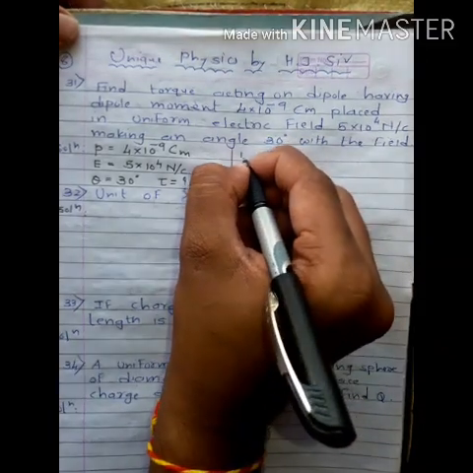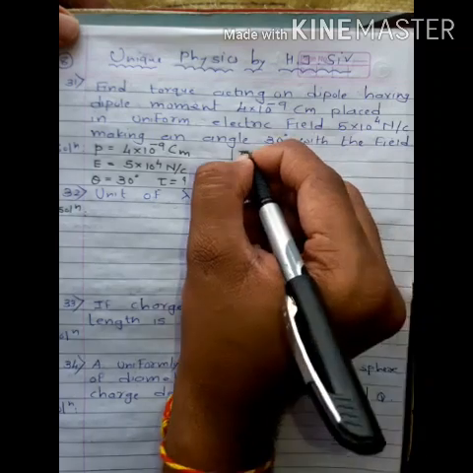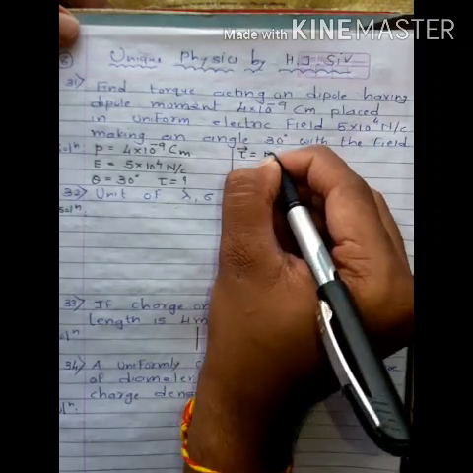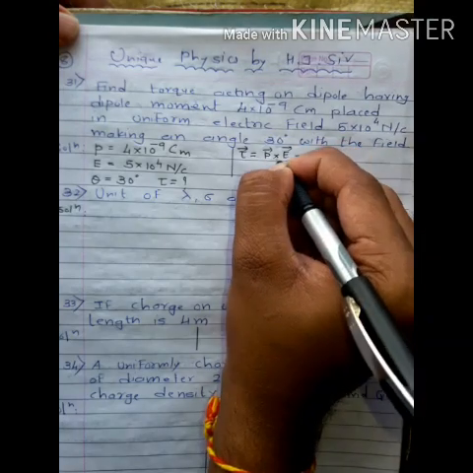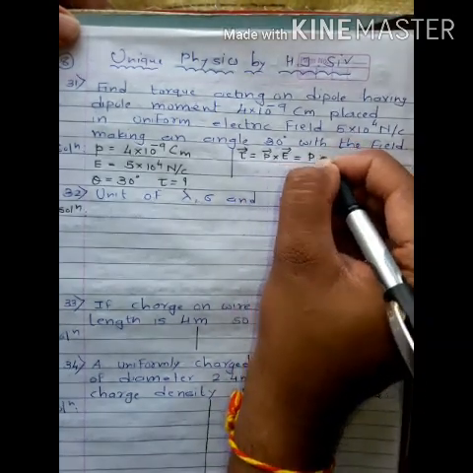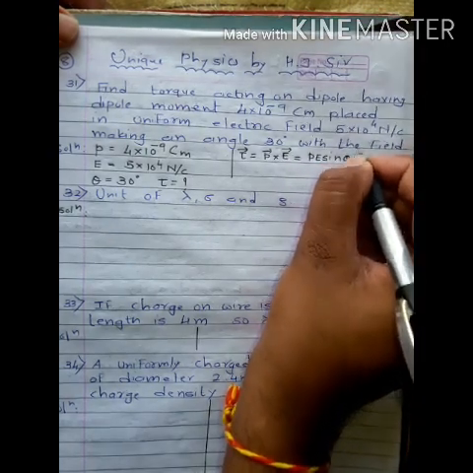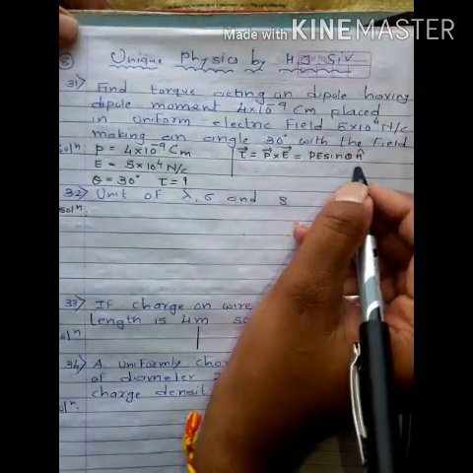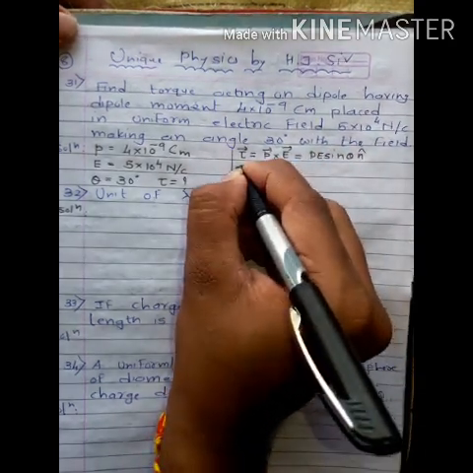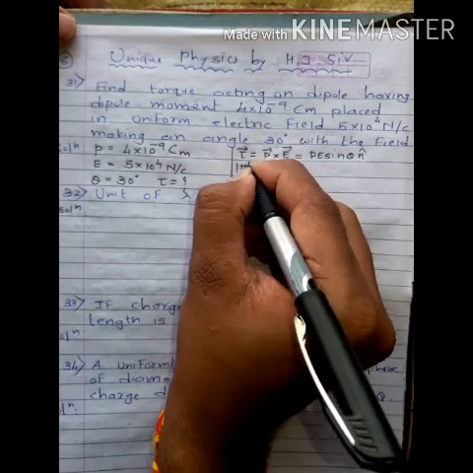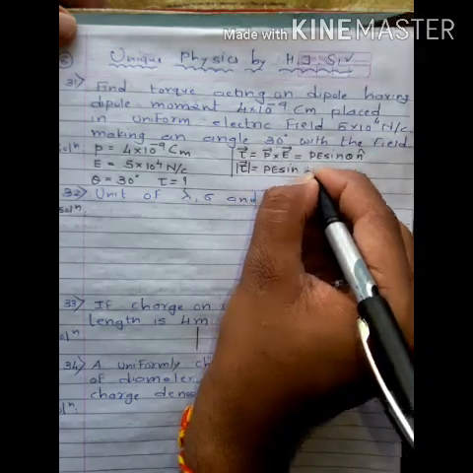So here we want value of torque, tau. Now we have equation of torque acting on electric dipole placed in electric field. Vector tau is equals to vector P cross vector E. Now first of all we remove this cross product. So our answer is PE sin theta n cap. N cap means unit vector. We want here only magnitude. So we consider only magnitude of vector tau. So our equation is PE sin theta.